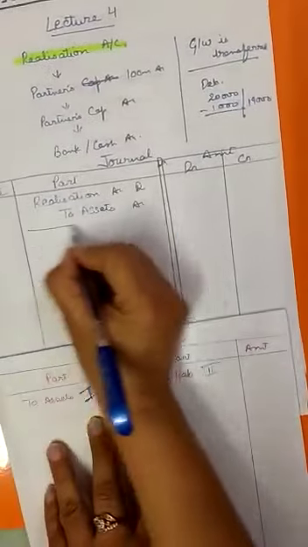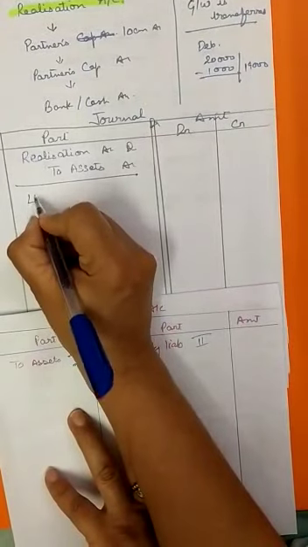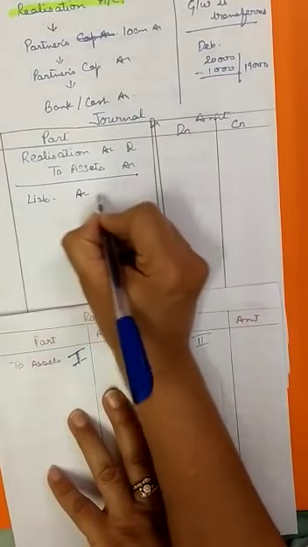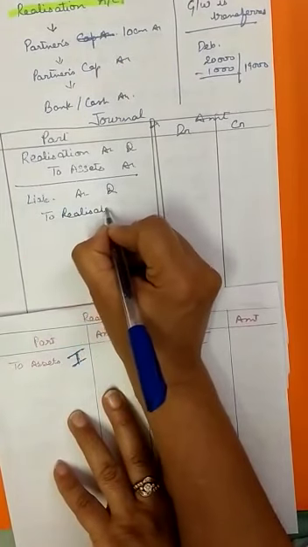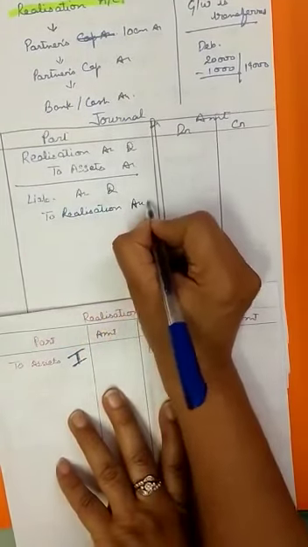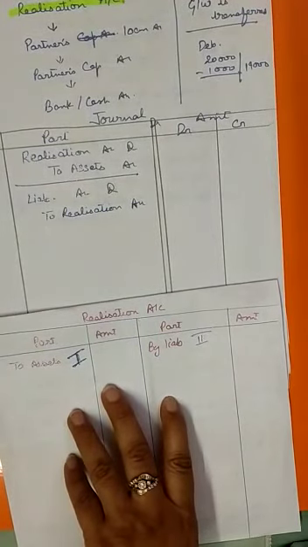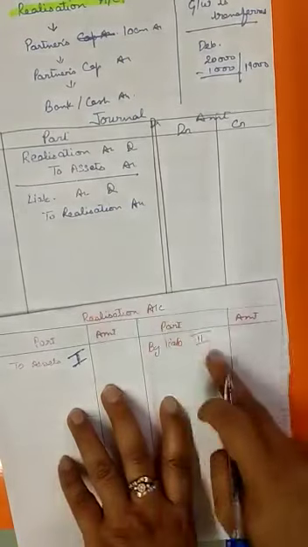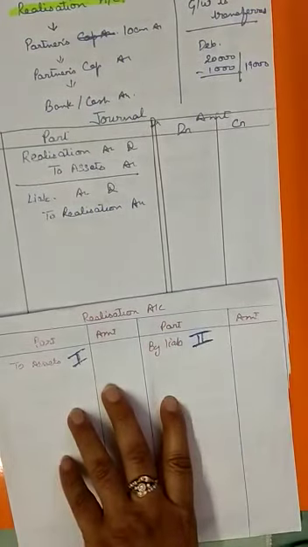Second step, transfer all liabilities. Liabilities have a credit balance. To transfer them you need to debit them, so the journal entry will be liabilities account debited to realization account, being liabilities transferred. Please remember only external liabilities are transferred, so the ledger posting will be by liabilities. This is your step number 2.